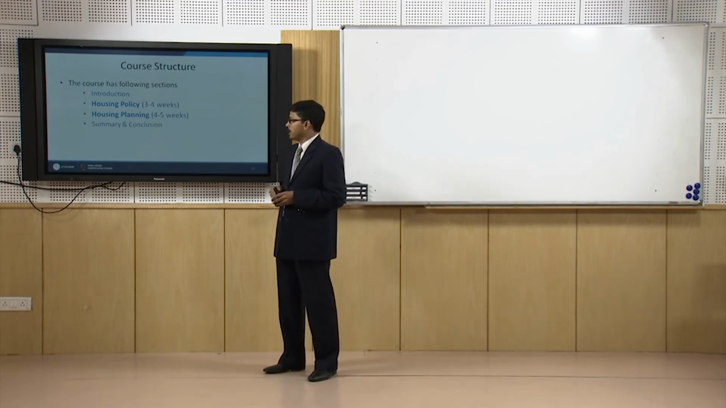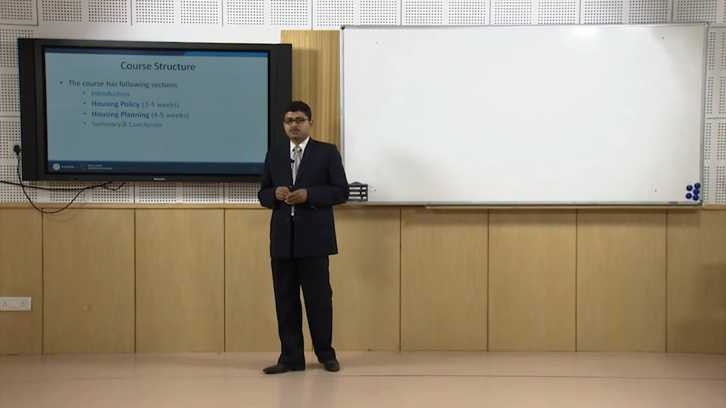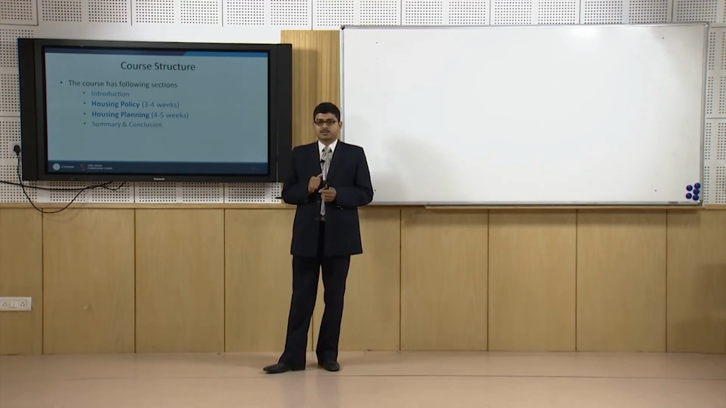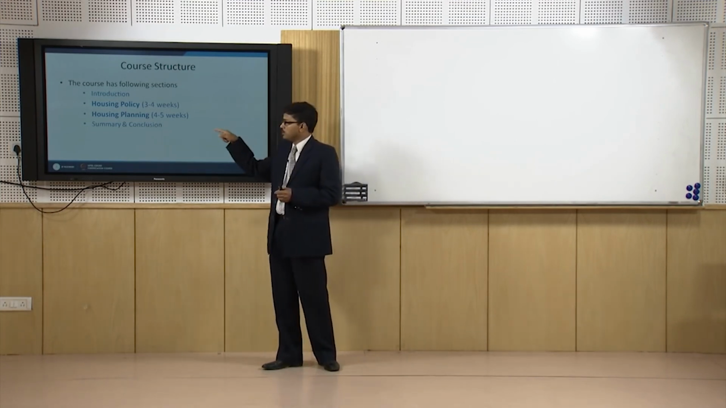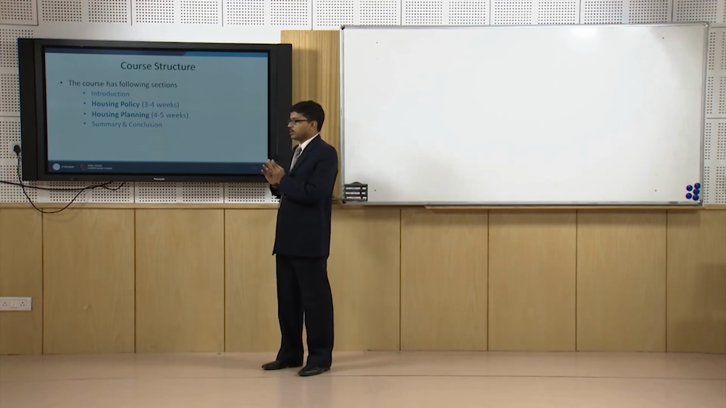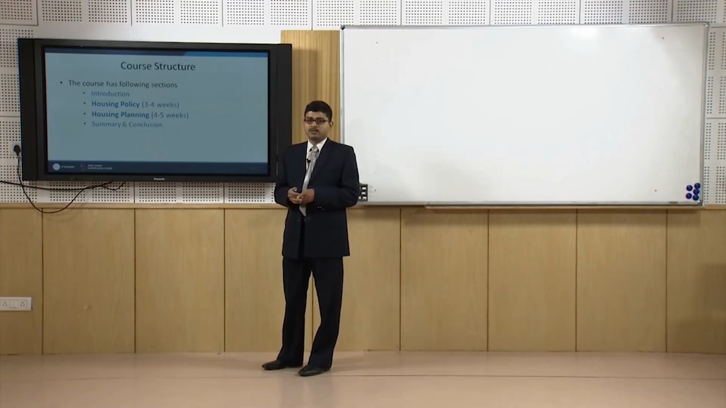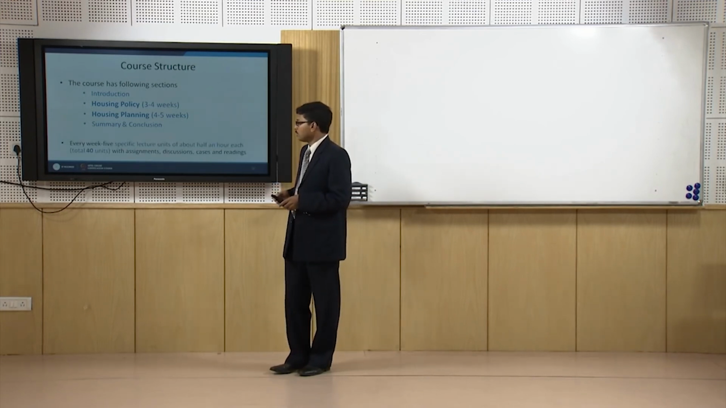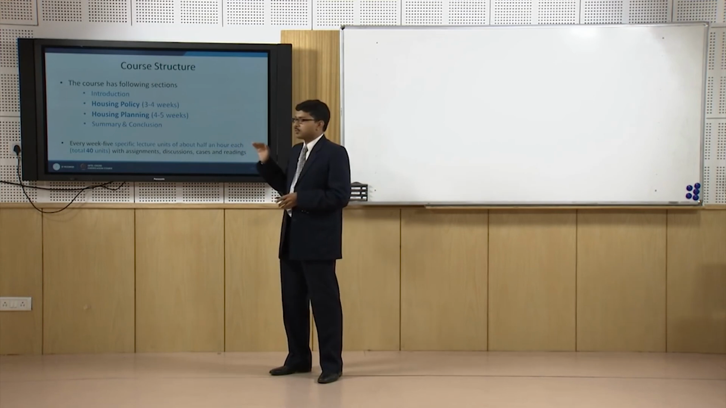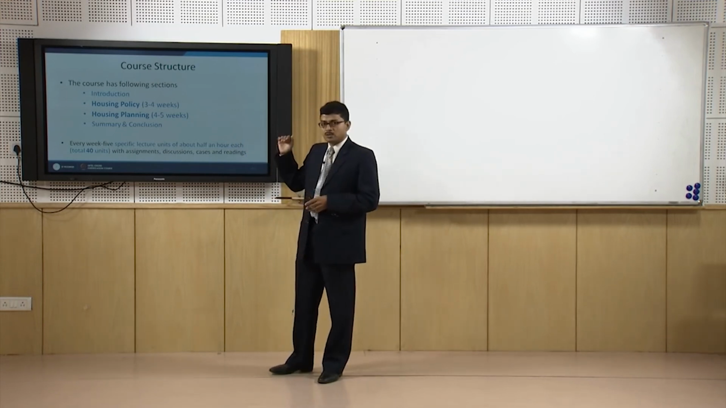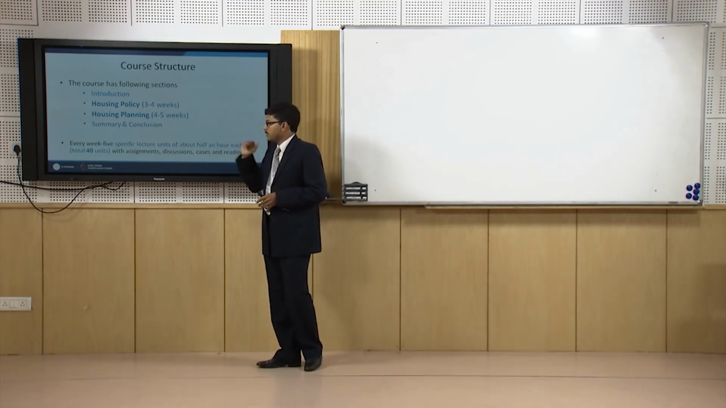Then after that we have the summary and conclusion stage, where we will sum up all the discussion we have had on policy and planning matters, and we will take the course to a further level. We will indicate some of the areas where further research and development is required. So, these are 4 units: 2 major units, and 2 introduction and summary units.